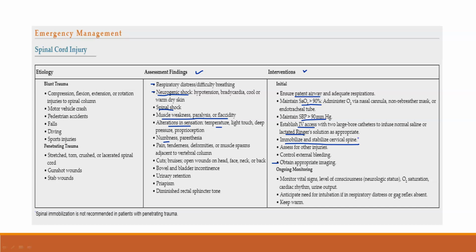Ongoing monitoring, again, it's just coming back to what we've always talked about. Frequent vital signs, look for changes in LOC, changes in the SpO2, their cardiac rhythm, because we know hypoxia can lead to dysrhythmias, and then urinary output. So very similar to what we taught in cardiac. Anticipate the need for intubation, so if we see significant changes in the respiratory rate and function, and then make sure that we're doing things to promote normal body temperature.